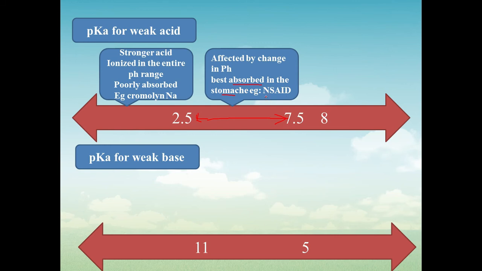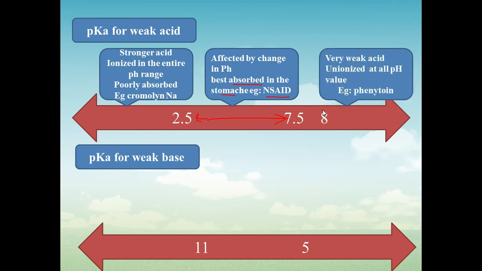And all NSAIDs, that is your paracetamol, diclofenac, aceclofenac, all these NSAIDs come under this category of drugs having a pK in the range of 2.5 to 7.5.